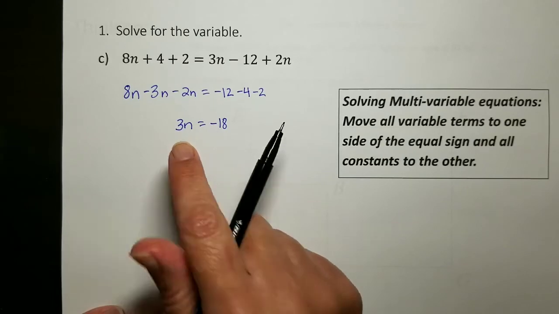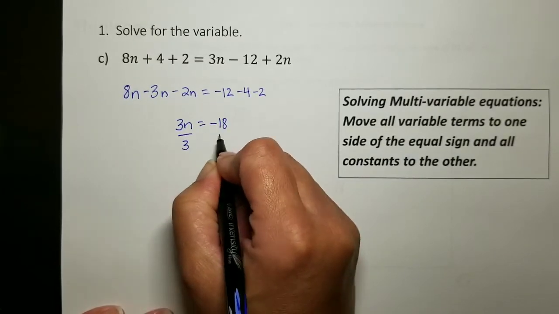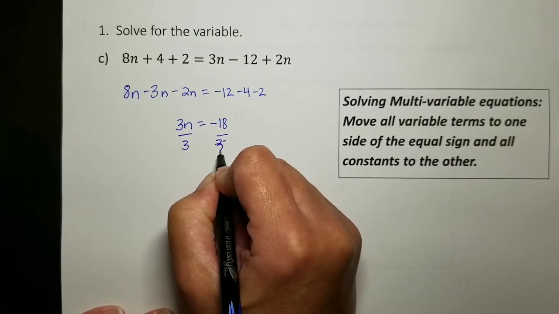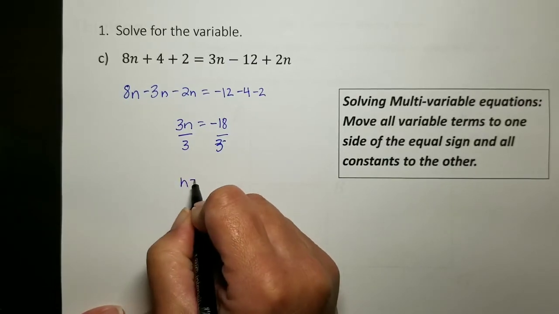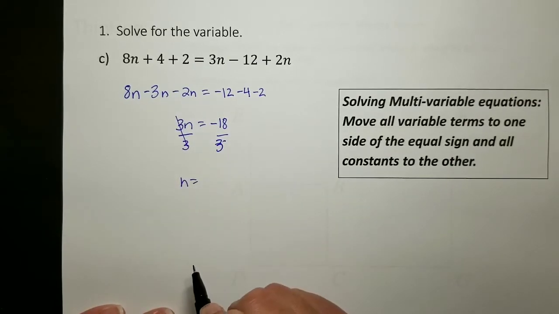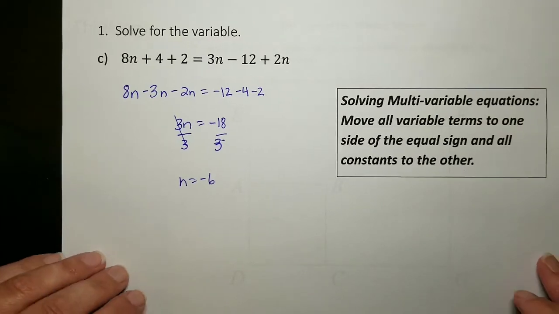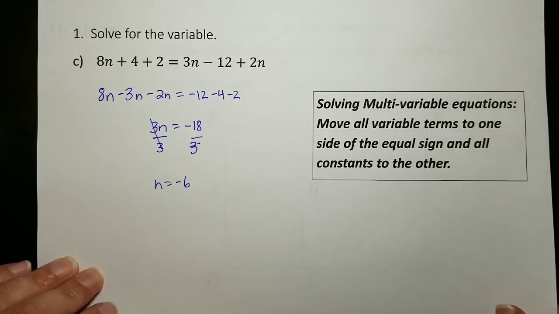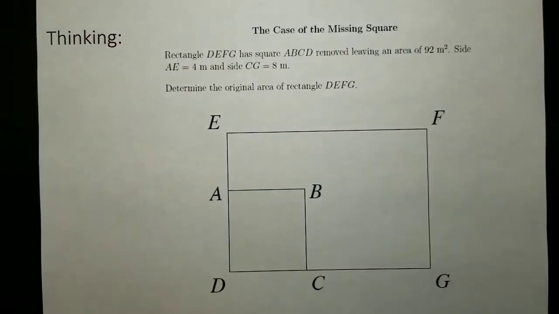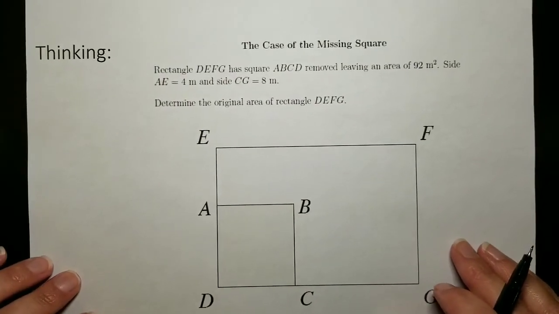And then we've got 3 times n. We can undo that with division by positive 3. And then that reduces, and we get n equals negative 6. So all of these kinds of questions in today's work are going to follow a very similar example to this. The last one is a thinking kind of question.